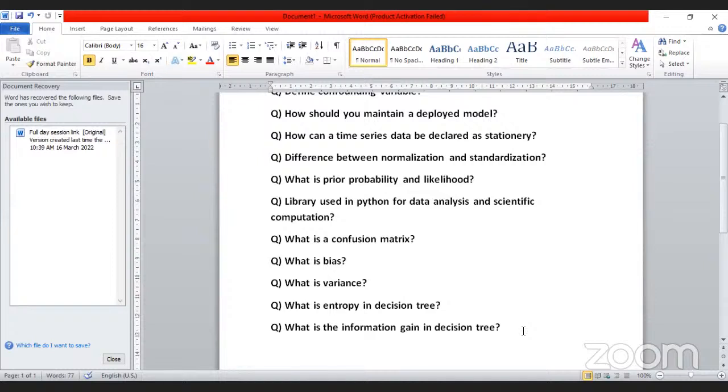Okay, so we can go with another question. Yesterday we saw what is cross validation. Then the next question is, what is k-fold cross validation? This is the technique for cross validation, as we know, right?